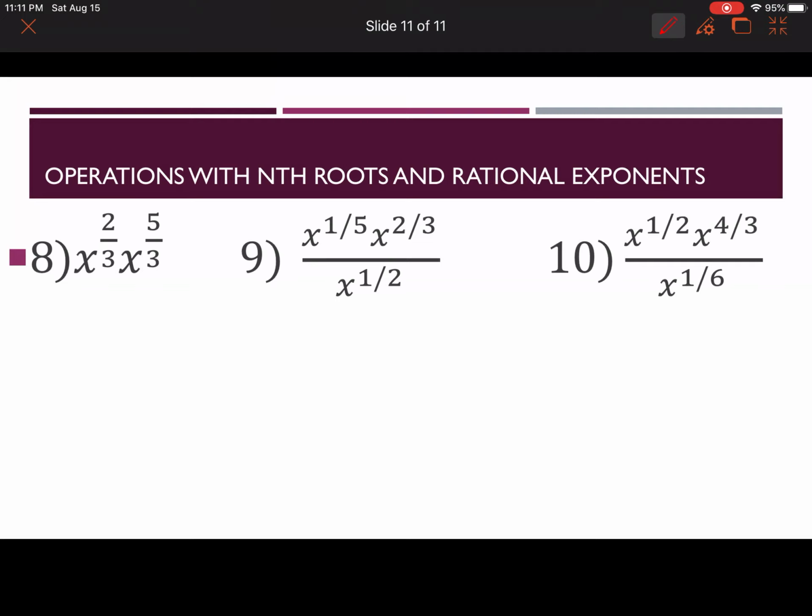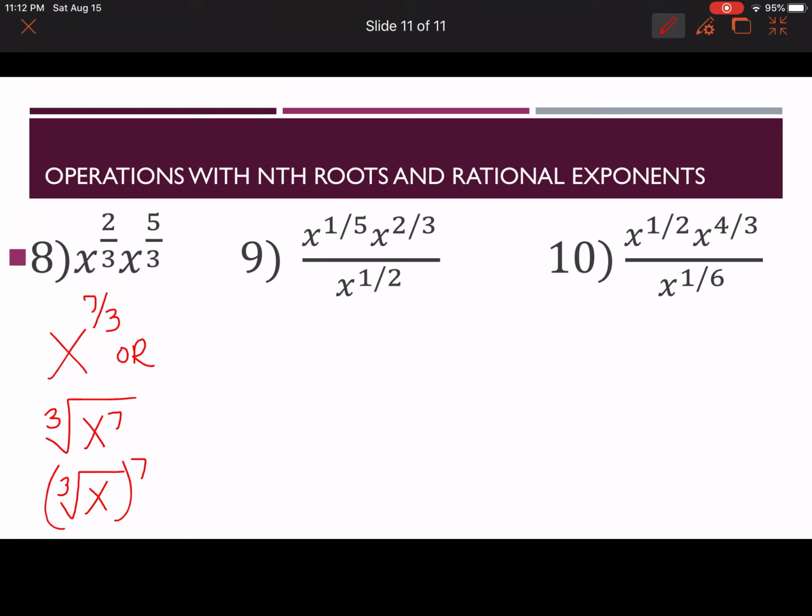Then we're going to do just a few more. These don't have common denominators. Well, the 9 and 10 don't. But for the first one, I feel like we already did this one, but I can't quite recall, but we'll just do it again. We're adding our exponents, and they already have a common denominator. So that's x to the power of 7/3, or it could be the cube root of x to the power of 7. So I guess there's 3 different ways you could write that.